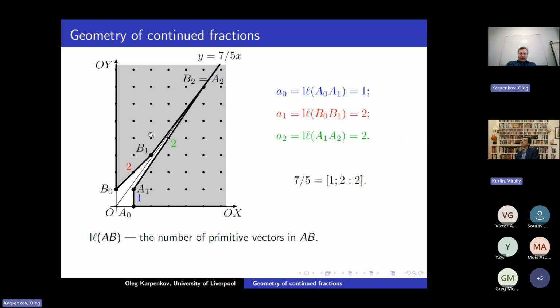Of course, this picture is very nice. Oleg, could I clarify? You have the slope 7/5, right? This line starts from the origin, and essentially you are approximating this complicated slope by simpler straight lines, with simpler slopes. Yeah, that's if you want to approximate.